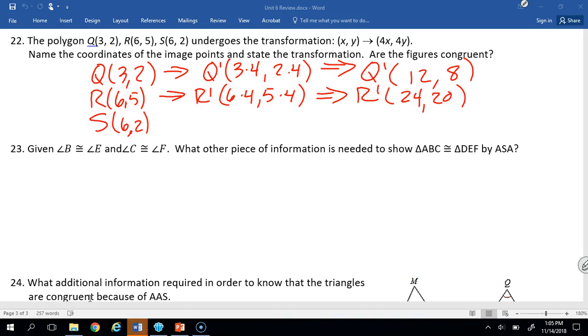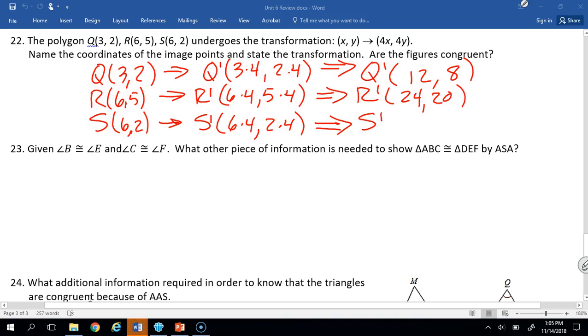So again, we're going to multiply both of these by 4. So S prime is going to be 6 times 4 and 2 times 4. So S prime is going to be (24, 8). Then it asks us, are they congruent? No, because one is 4 times the size of the other. So the answer is no, they're not congruent.